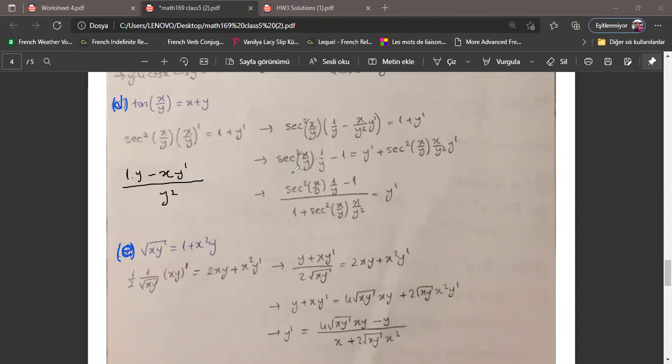And on the right, we have the same thing. So we just isolate that y prime in this equality, and get this one with the last quotient. It's pretty clear, so we just distribute it and isolate y prime.